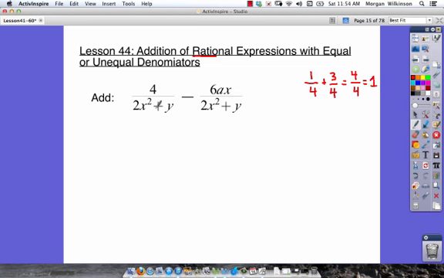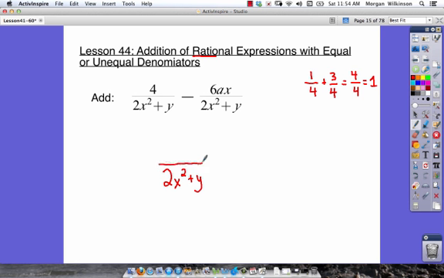For this problem, the denominator needs to be the same in order for us to add, and in this we're adding a negative number. So 2x squared plus y, 2x squared plus y. Fantastic. Our denominators are the same. So that's going to be our final denominator, 2x squared plus y, just like the 4 was our common denominator that stayed the same when we added our example problem.